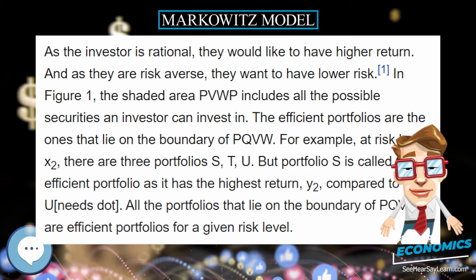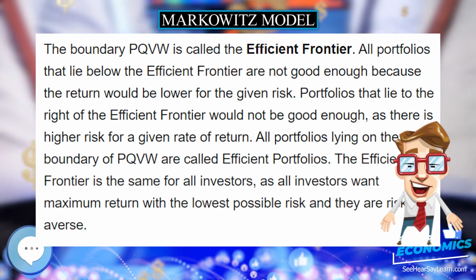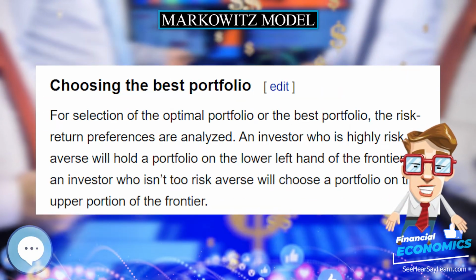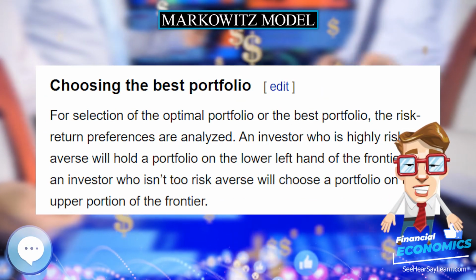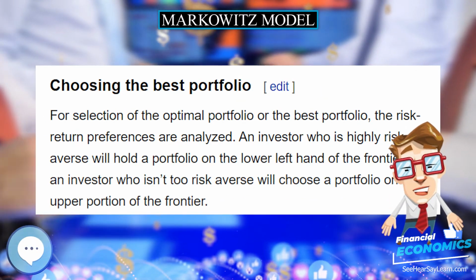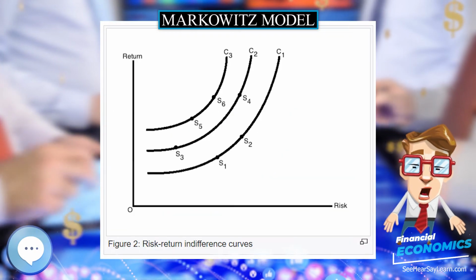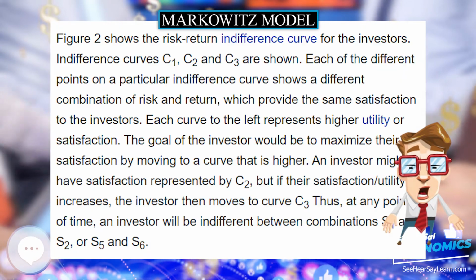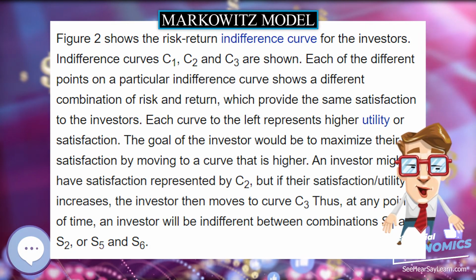(Rm - IRF)/sigma m is the slope of the CML. Rm - IRF is a measure of the risk premium, or the reward for holding a risky portfolio instead of a risk-free portfolio. Sigma m is the risk of the market portfolio. Therefore, the slope measures the reward per unit of market risk.